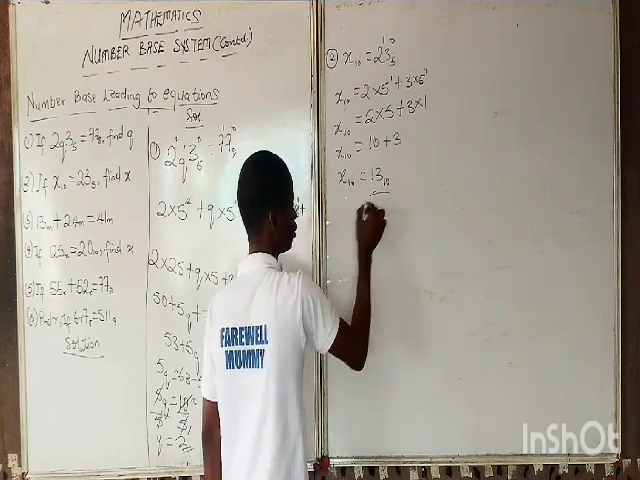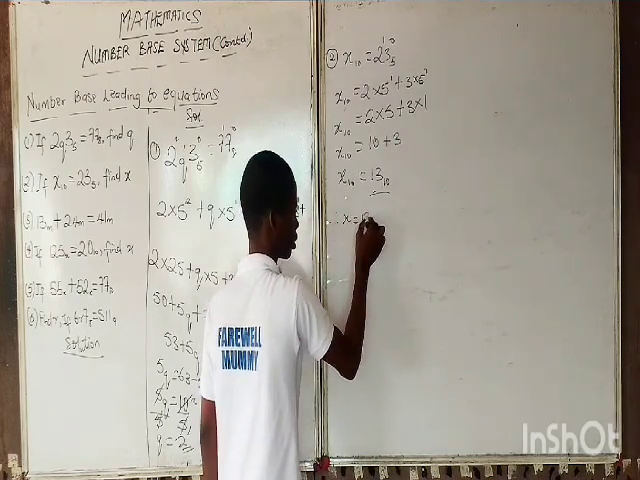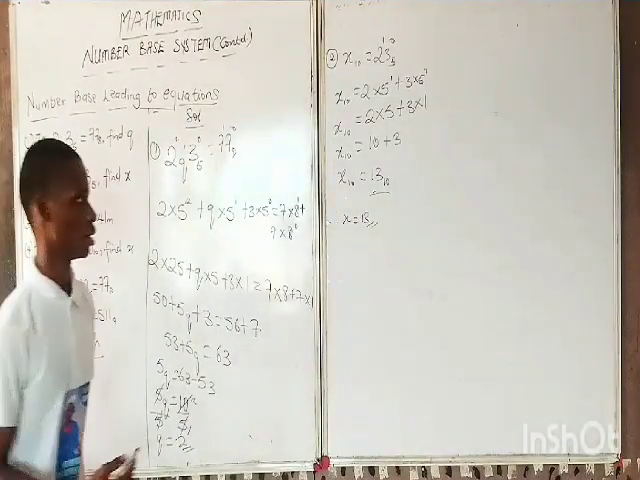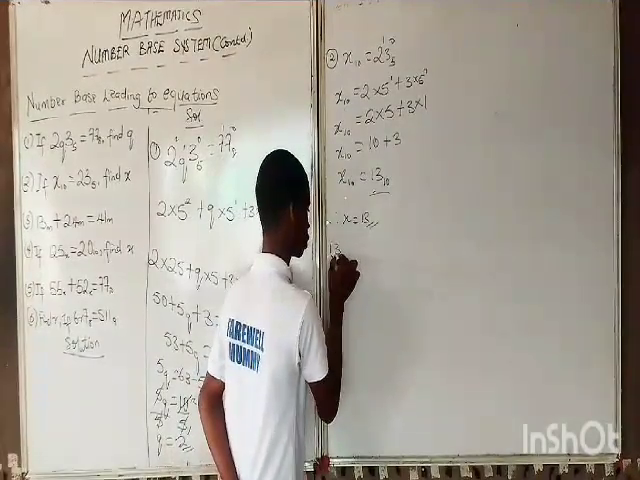So therefore, the value of S is equal to what? 13. That's your answer. Are we together? Yes. So now, let's solve the third question.